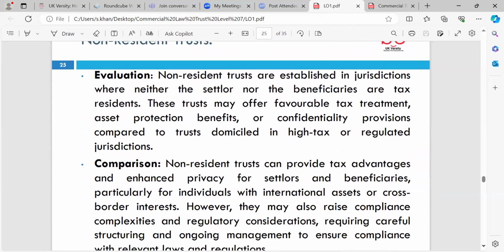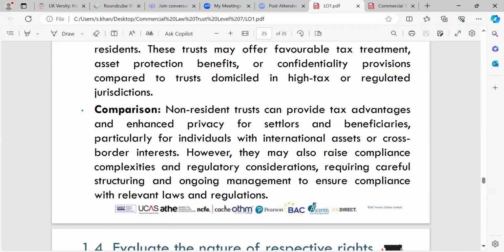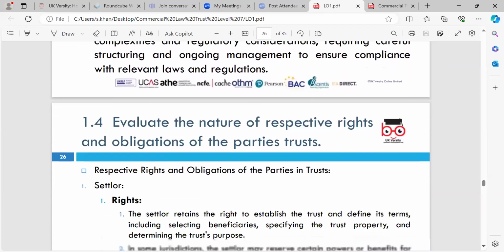Non-resident trusts. So the evaluation of non-resident trusts: they are established in jurisdictions where neither the settlor nor the beneficiaries are tax residents. These trusts may often offer favourable tax treatment, asset protection benefits, or confidentiality provisions compared to trusts domiciled in high tax or regulated jurisdictions. The comparison here is that non-resident trusts can provide tax advantages and enhance privacy for settlors and beneficiaries, particularly for those individuals with international assets or cross-border interests. However, they may also raise compliance complexities and regulatory considerations requiring careful structuring and ongoing management to ensure compliance with relevant laws and regulations.